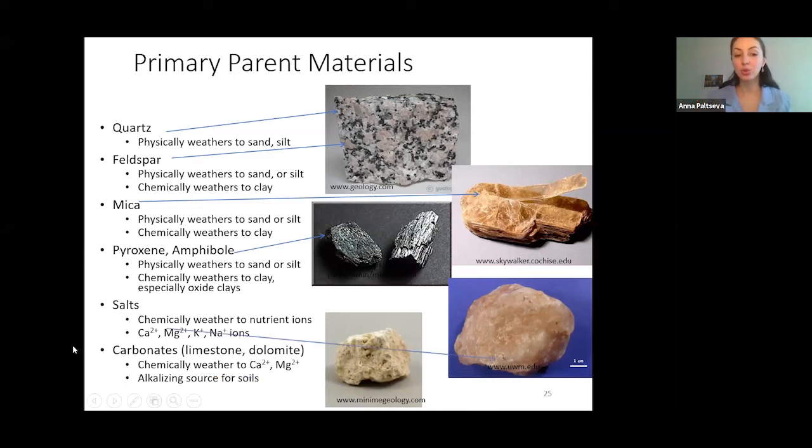Then some other salts can be found in breakdown, like gypsum, calcium sulfate, or magnesium sulfate. They dissolve in the water present in soil, and they release calcium, magnesium, potassium, sodium, and some other ions that are necessary for plants. And carbonates, limestone, and dolomites can also give calcium and magnesium to the plant and to the soil, of course bringing up the pH level at the same time.